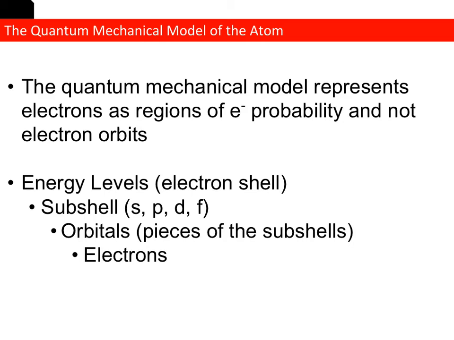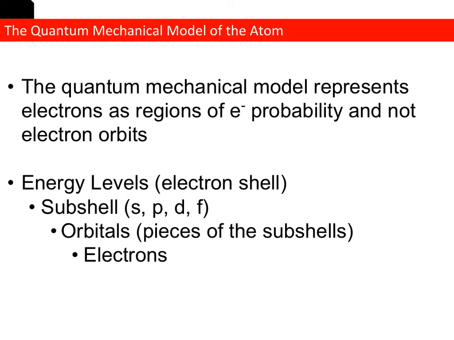Hey everybody, this video lesson is going to cover the quantum mechanical model and quantum numbers. Now, the quantum mechanical model represents regions of electron probability and not electron orbits. Bohr's model had electrons traveling in predictable orbits, but Heisenberg and Schrödinger's contributions to the quantum mechanical model resulted in a new model that represents electrons floating around in space in random spots.